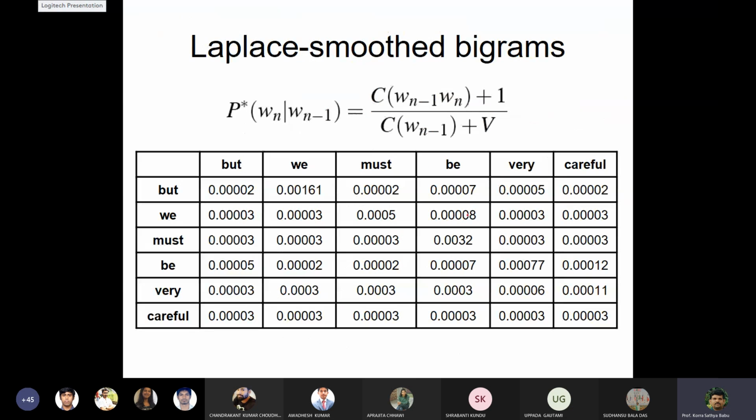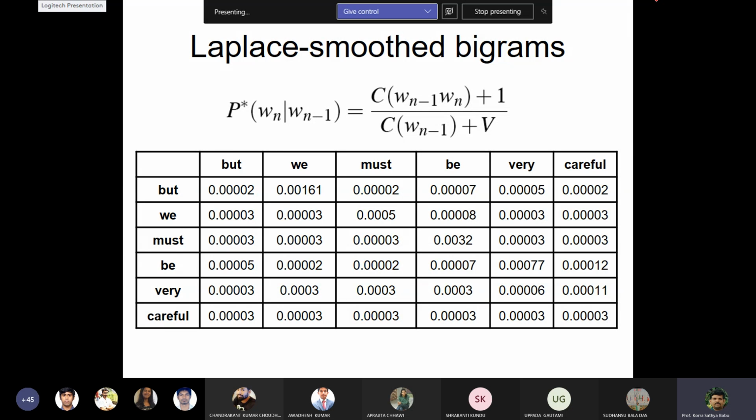Now the probability value for the Laplace smoothed bigrams can be given with the same formula: P of Wn given Wn minus 1 is equal to the count of Wn minus 1, Wn, plus 1, divided by the count of Wn minus 1 plus the vocabulary size. Please remember this.